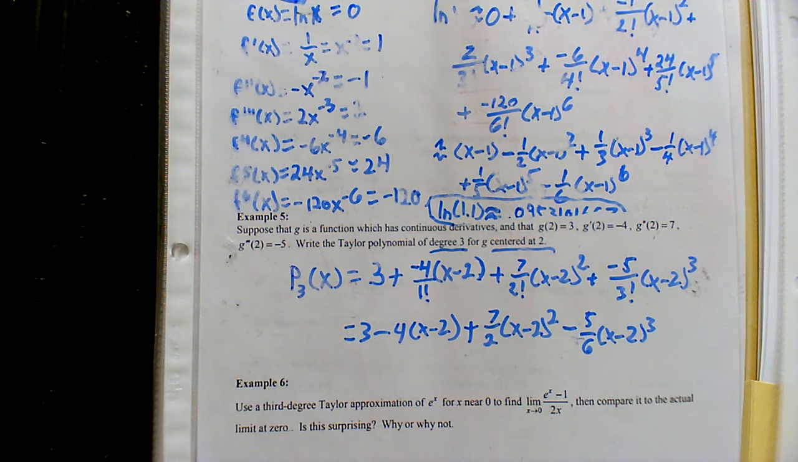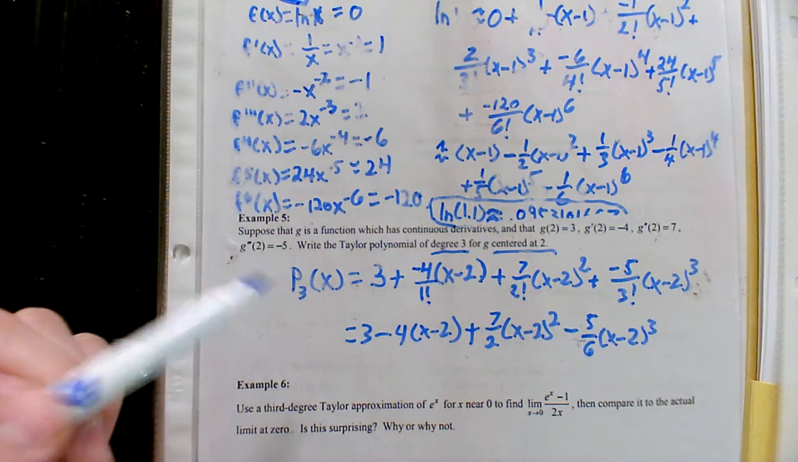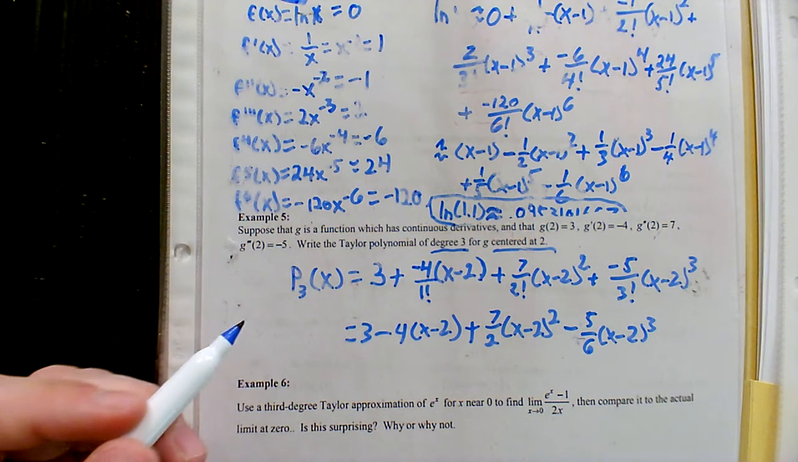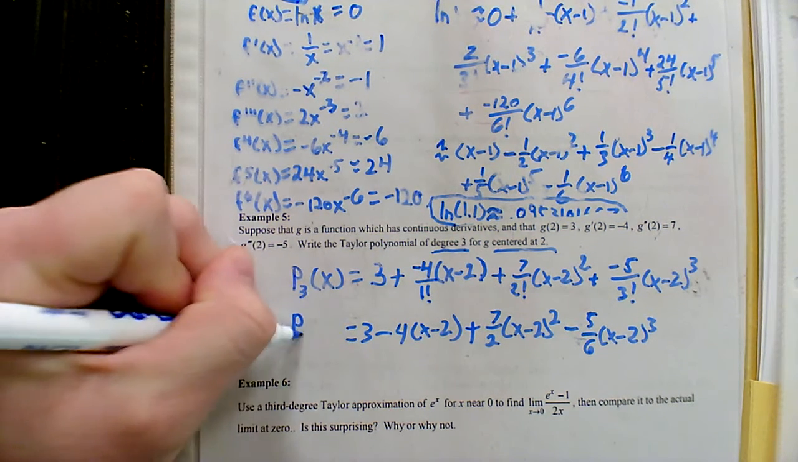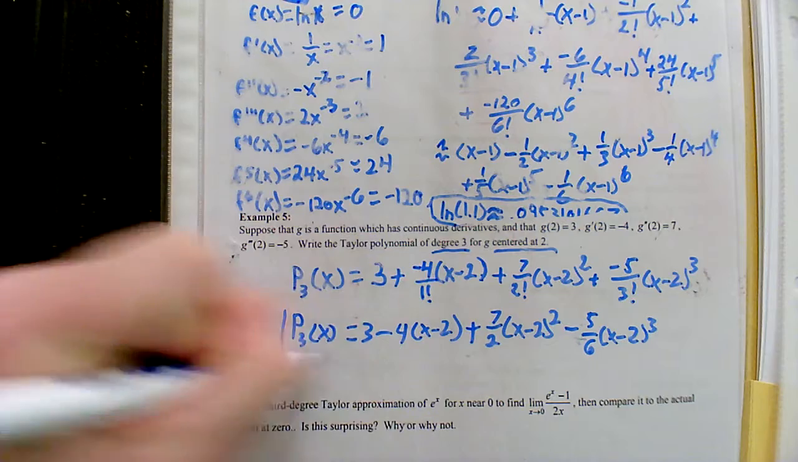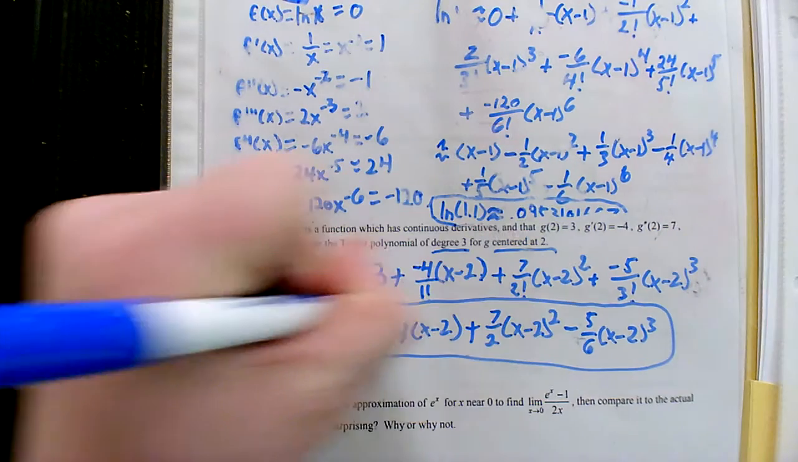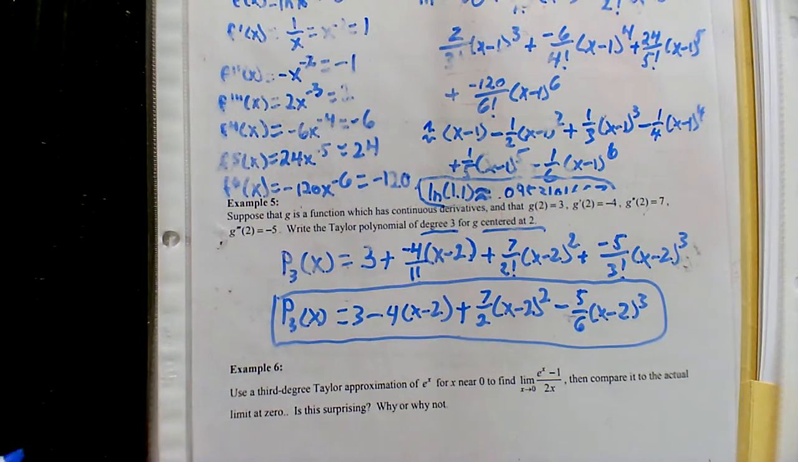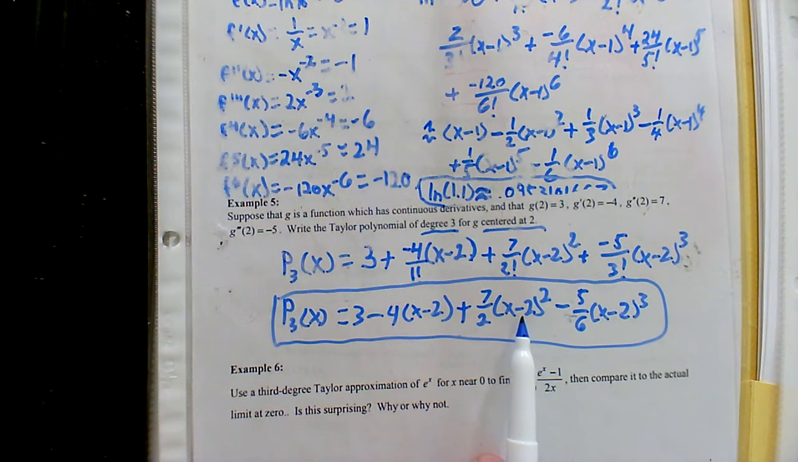So what is the question asking for? Do we need to go further? Have we found the answer? What did they ask for? We're good? Yeah, they didn't ask for any approximation, they just asked for the Taylor polynomial. So this is P3 of x right here, to the 3rd degree. And that's a simplified version of it also. So technically, this is the correct answer up here, but this is just a simplified version of it.